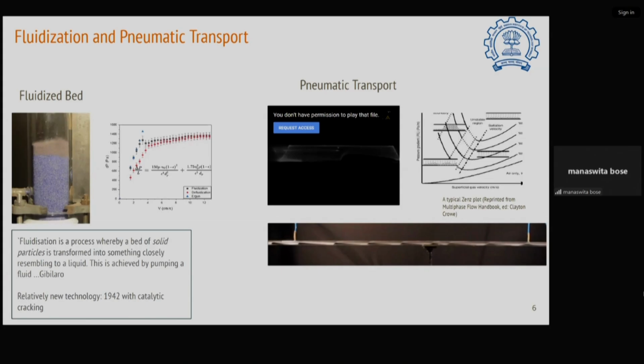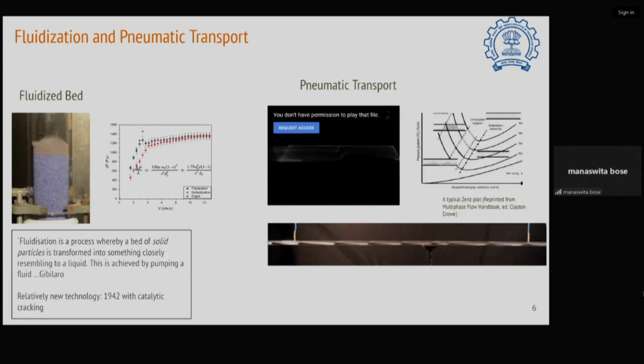Now, in a fluidized bed, what happens? What is the definition? By definition, fluidization is a process whereby a bed of solid particles is transformed into something closely resembling a liquid. This is achieved by pumping a fluid. This is a textbook definition. The textbook is by Gibilaro, and you can see this fluidization process happening in this particular video, where there are two different types of particles. The blue one is a little larger particle than the gray particles, and air is injected from the bottom of the bed, and you see that there is a lot of bubbling action at the top of the bed.